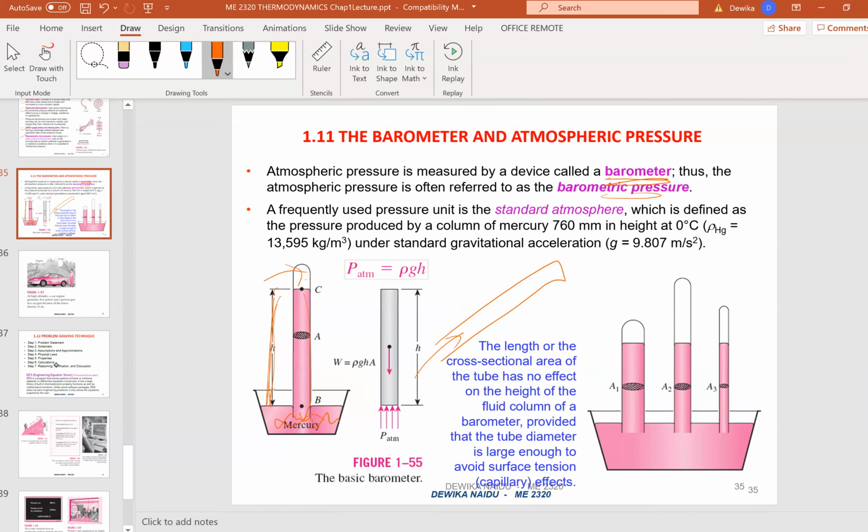So how to calculate this: atmospheric pressure equals rho g h. The height that it will fall to will be the standard 760 mm, 760 mm for mercury. So this is also another measurement of standard atmosphere. You can do this in the lab.